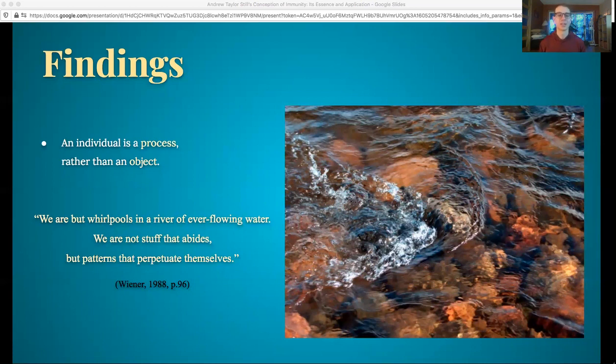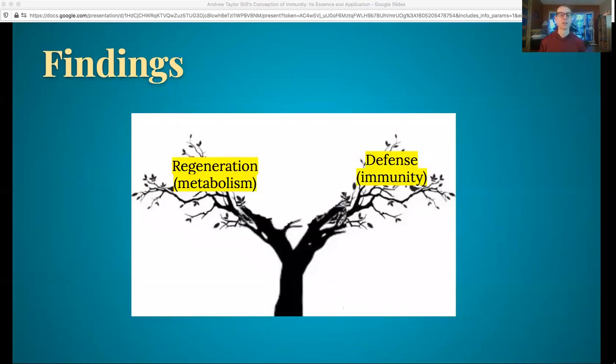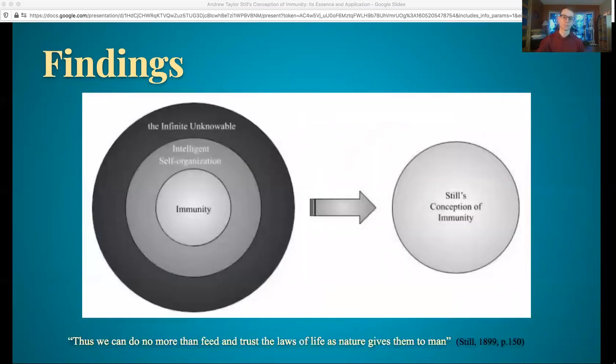Still had concluded that the same force that initially creates an individual is then the very same force that perpetuates it through time and space via regeneration and protection. This process was referred to as self-organization within this research. Still saw regeneration or metabolism and defense or immunity as being but two branches of the same tree, two expressions of that same universal source.